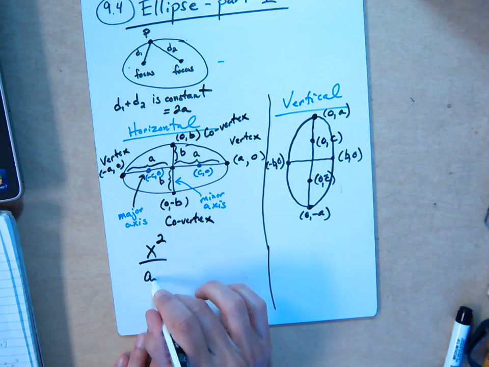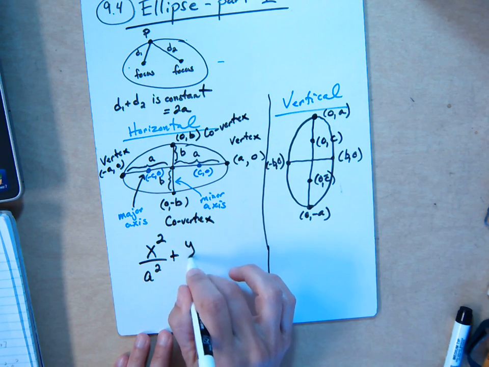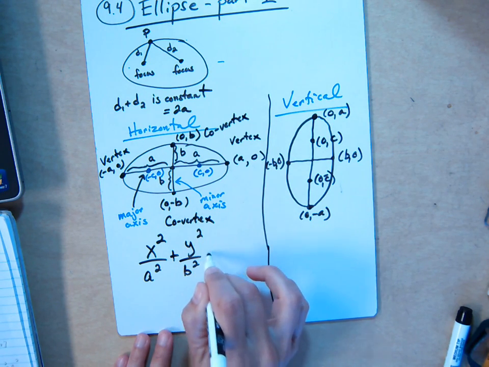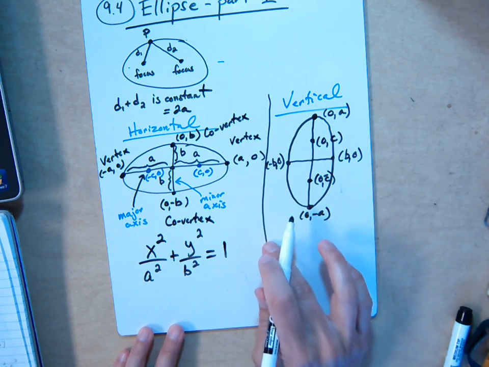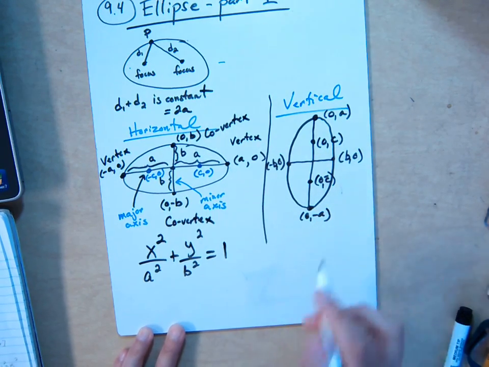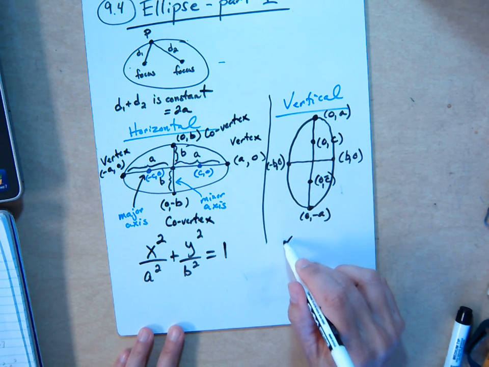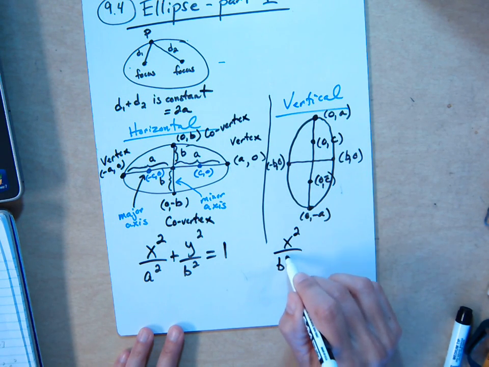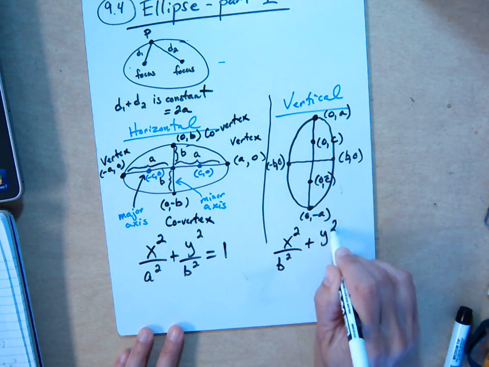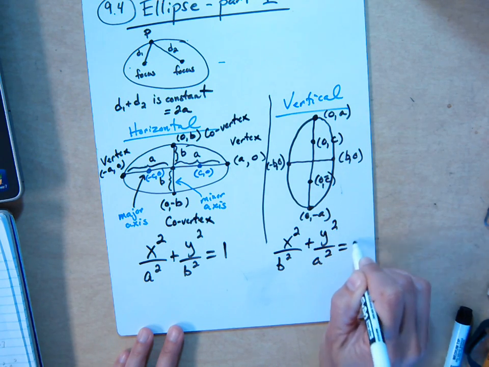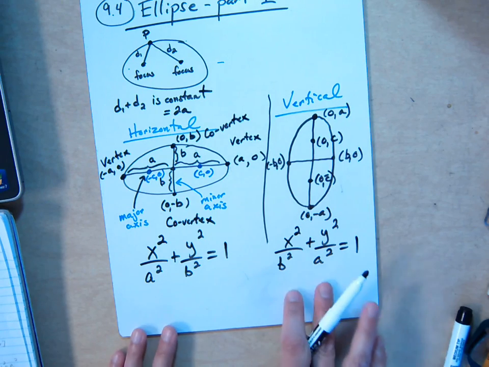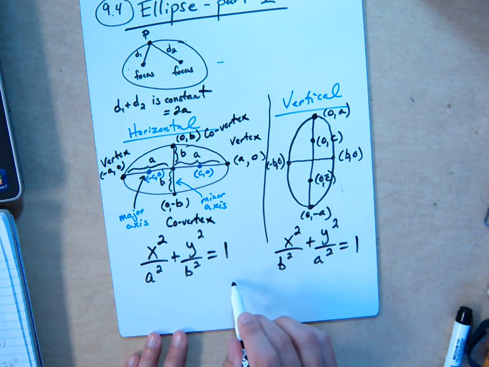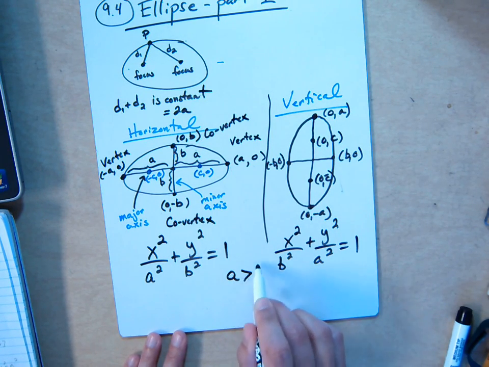X squared over A squared plus Y squared over B squared equals 1. And if it's the other way, it's going to be X squared over B squared plus Y squared over A squared equals 1. And the difference between A and B: A will always be greater than B.